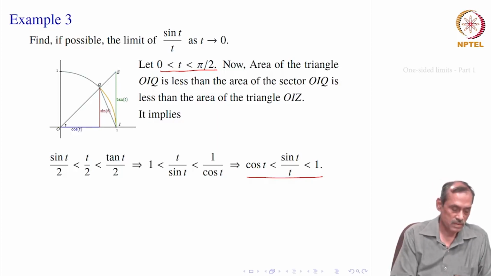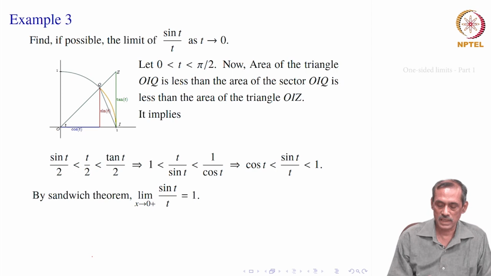Now, since T goes to 0, we will be taking the limit. So, by the Sandwich theorem, cos T as T goes to 0 plus has limit 1, and the right side is a constant function 1. Therefore, the limit as T goes to 0 plus of sin T by T is equal to 1. This is for the right side limit. What happens for the left side limit?